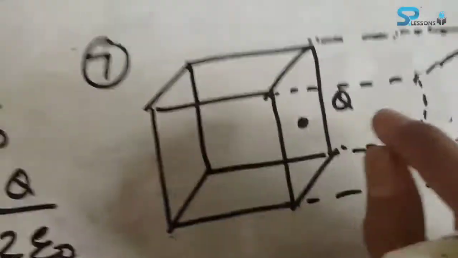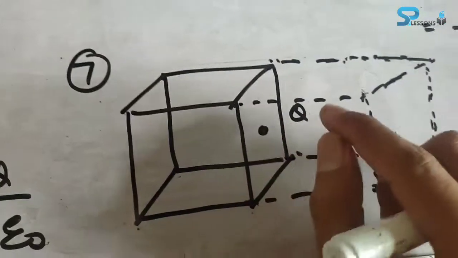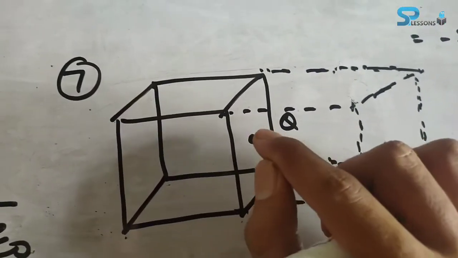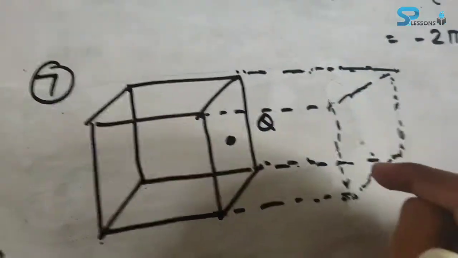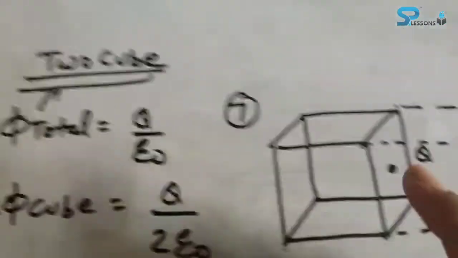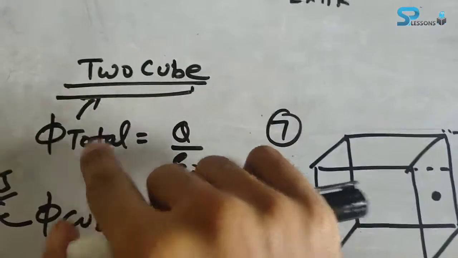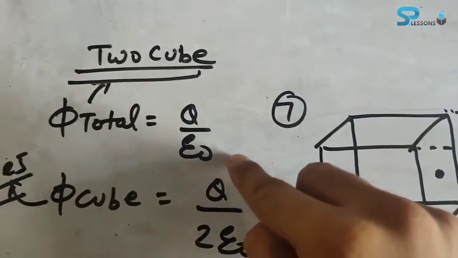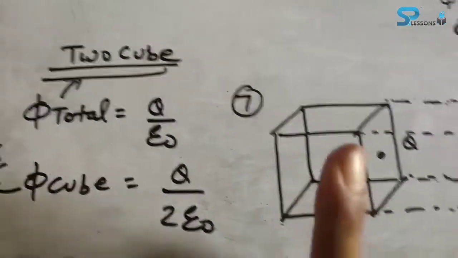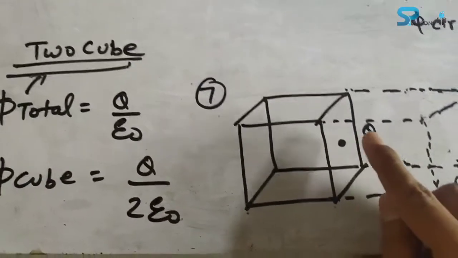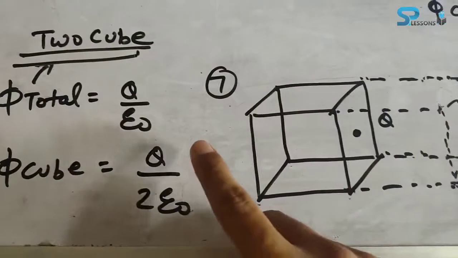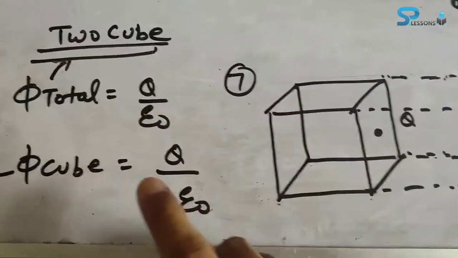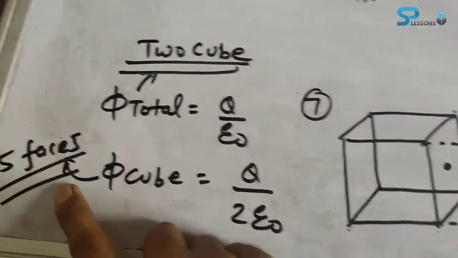Next question: when the charge q is present at one face of the cube, to enclose this charge we take another imaginary cube like this. So the phi total, or I say the phi belonging to 2 cubes, equals q upon epsilon naught, or phi for 1 cube equals q upon n epsilon naught. n is the number of enclosing cubes, so here there are 2 cubes, so equals q upon 2 epsilon naught, or phi enclosed by the 5 faces.